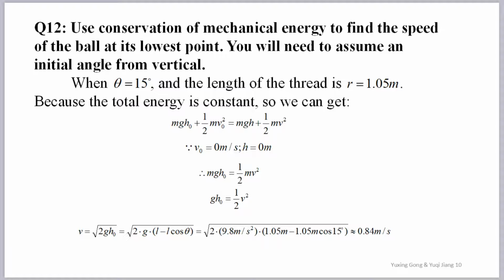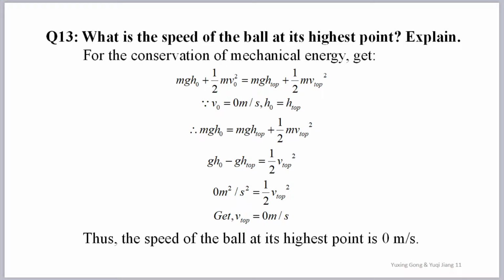Question 12. We could find the speed of the ball by conservation of mechanical energy. The following is the equation: mgh initial plus 1/2 m initial velocity squared equals mgh plus 1/2 mv squared. Question 13. This one is the same as the last question. The only difference is that the height is no longer 0.